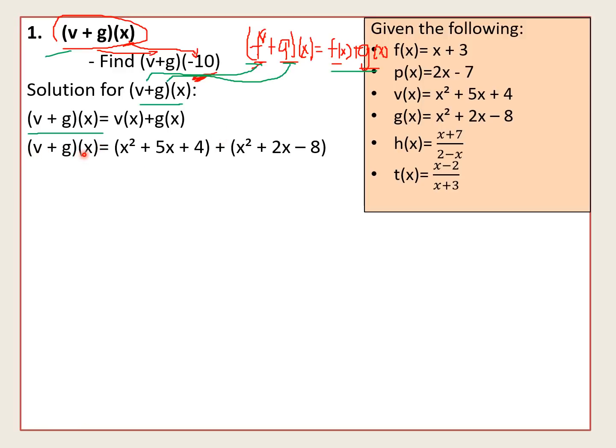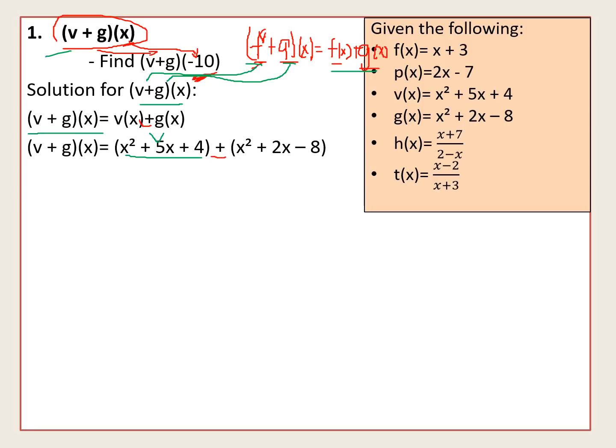So, v plus g of x, which is equal to what? Ano kasi yung value ng v of x dito sa box natin? Ang v of x is itong trinomial na to, x squared plus 5x plus 4. So, replace v of x as its value, which is x squared plus 5x plus 4. Ito, si v. Tama ba? Now, plus, add lang natin. Ito, plus, yan.